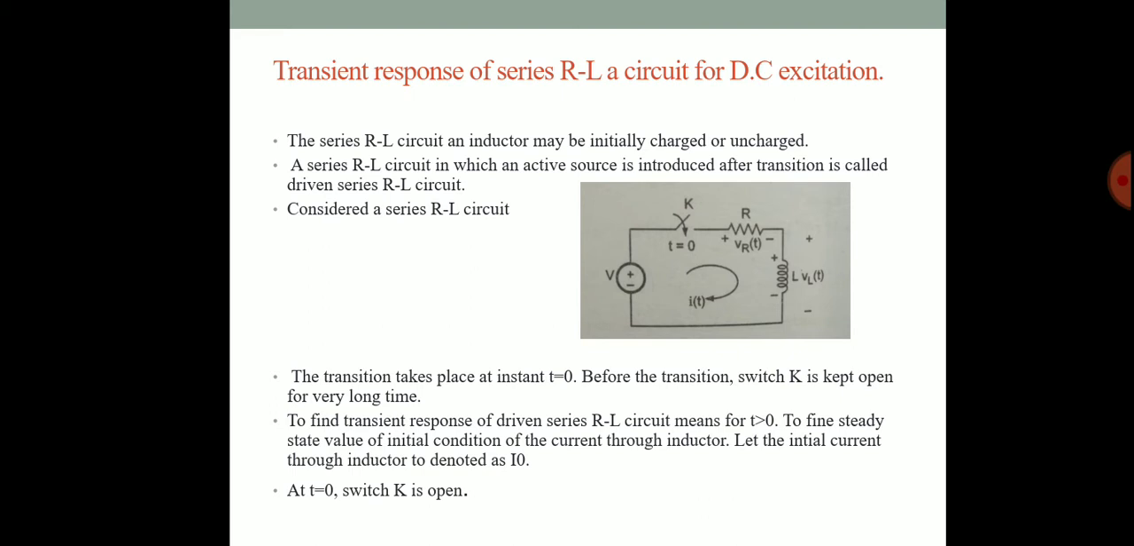Now we apply KVL to the circuit where the voltage source is now introduced. We get the final transient response of the driven series RL circuit.